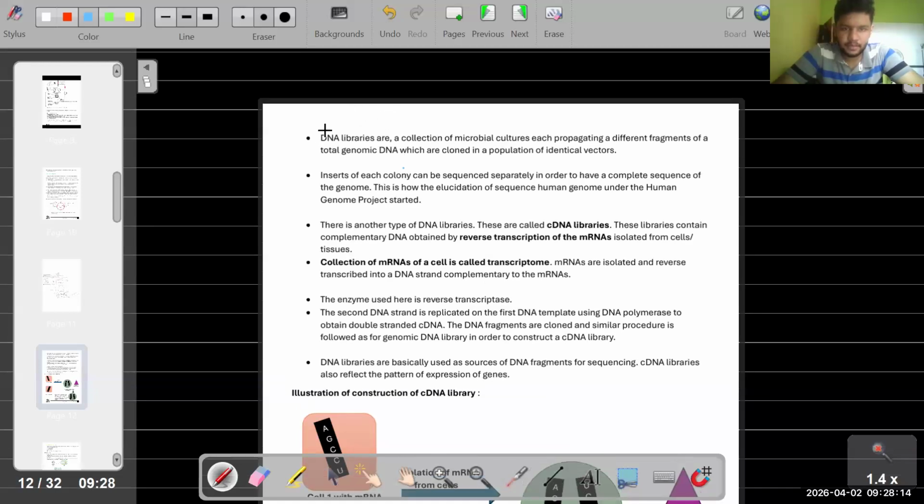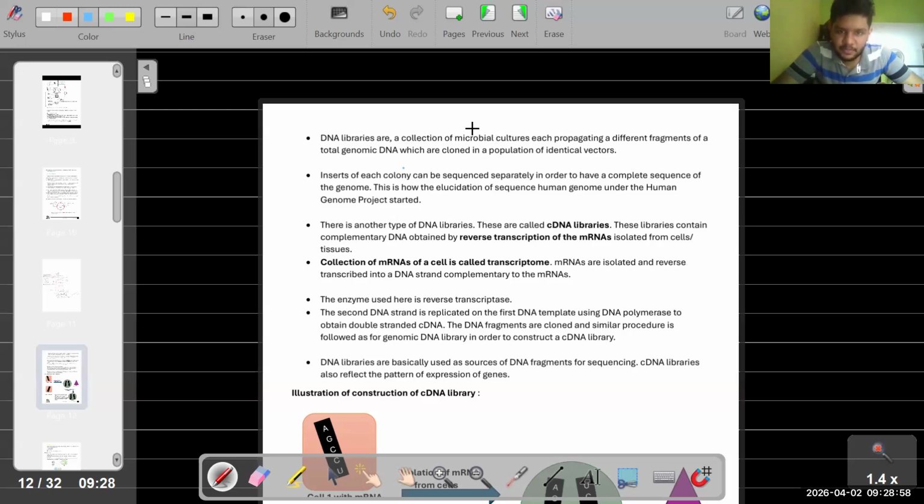Now this is the DNA library part, a general definition. DNA libraries are a collection of microbial cultures. This microbial culture has two meanings. Normally, when you study microorganisms, which is our next lesson, microbiology, we know that we use a culture medium to study them. This culture medium means a suitable environment, with suitable pH, moisture, temperature and nutrition, all given in a single location. That is called a microbial culture medium.